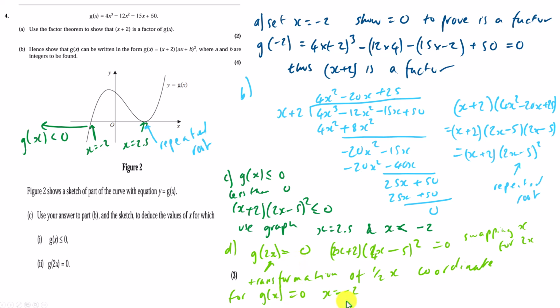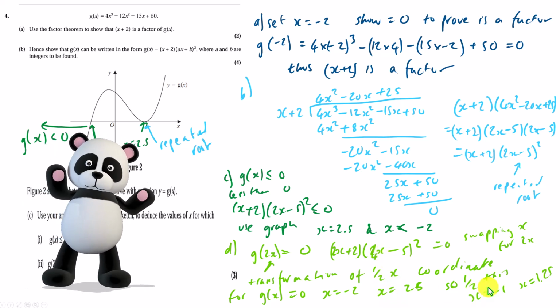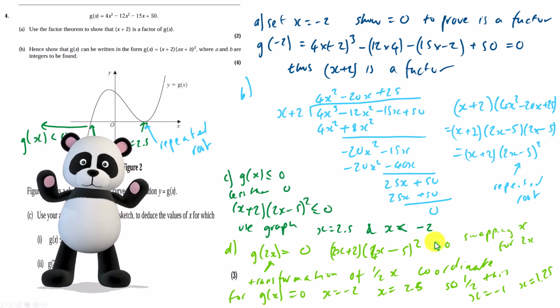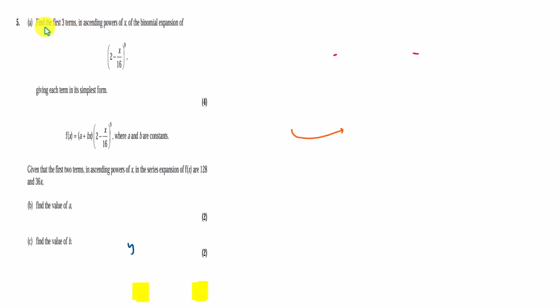So for g of x equals 0, that's our original at the start. We've got x equals minus 2, and we see that was our x here. Now if we make it 2x, you can see to solve for this you would have to half your x value to get minus 1 to be exact, and your value is x equals 2.5 here. So you half both of them, so you're halving these two coordinates, these would be your answers, and that is quite easily done. Right, we're going to start off with a binomial expansion.